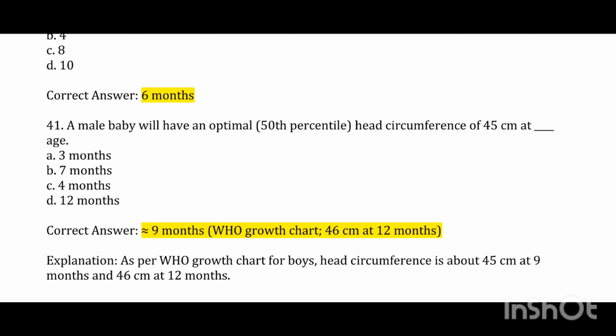So for this question explanation, as per the WHO growth chart for boys, head circumference is about 45 centimeters at 9 months and 46 centimeters at 12 months. So that's why the correct answer is 9 months.